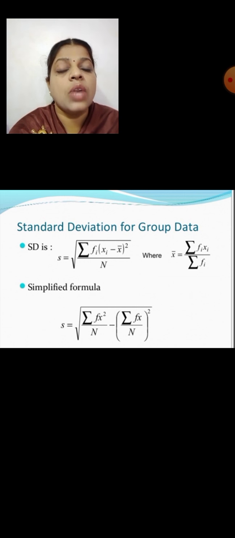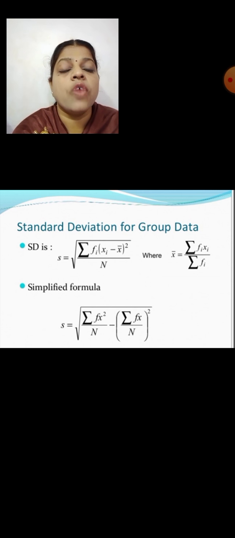So at first we have to calculate the sigma fx, that is, the values of a variable multiplied with its respective frequencies, and sum them up. We have to calculate the sigma fx and square it, and after that we have to calculate the sigma fx by n. We know that the capital N means the total value of all the frequencies given, and you have to take the square root of the whole.